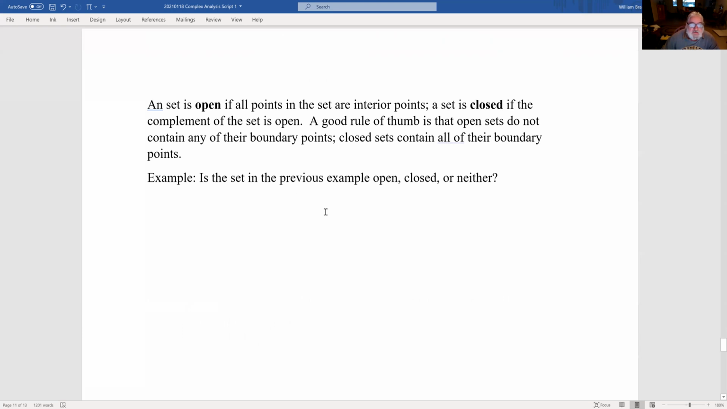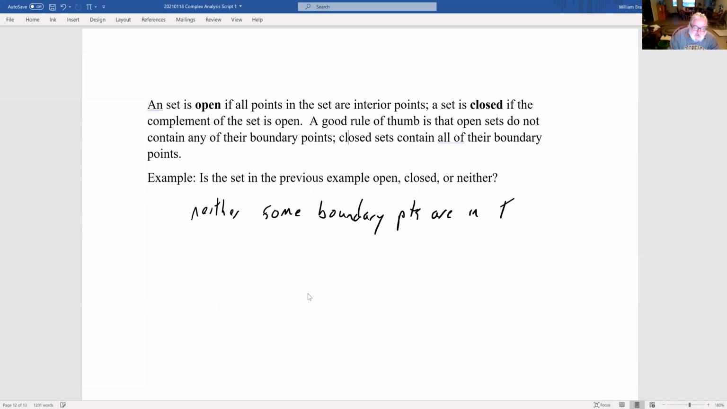Okay, so a set is open means that all points are interior points. A set is closed means the complement of the set is open. So a good rule of thumb is open sets do not contain any of their boundary points. Closed sets contain all of their boundary points. This was neither. Some boundary points are in the set. Some boundary points are not in the set. Right, so exterior, interior, boundary all depends on drawing little circles around your point. Open means every point you can put a little circle around. A set is closed means if you look at the complement, that's open, every point can be surrounded by a circle that's outside of the set.